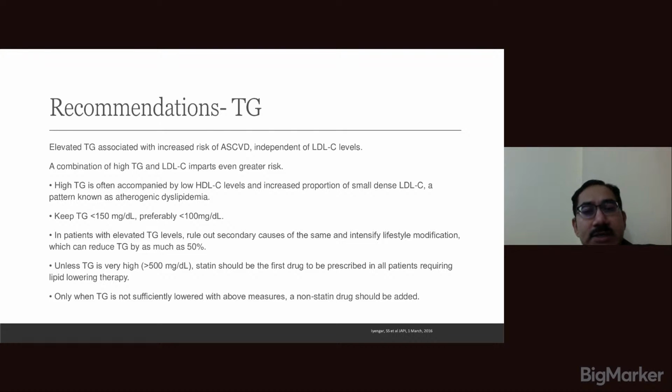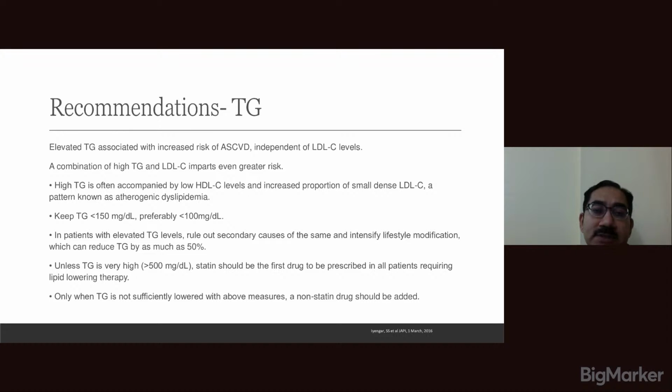And what is the recommendation for triglycerides? Elevated TG is associated with increased risk of ASCVD independent of LDL-C levels. A combination of high triglyceride and low LDL cholesterol imparts even greater risk. High triglyceride is often accompanied by low HDL levels and increased proportion of small dense LDL, a pattern known as atherogenic dyslipidemia. But the target is to keep triglycerides to less than 150 mg per deciliter and preferably less than 100 mg per deciliter.